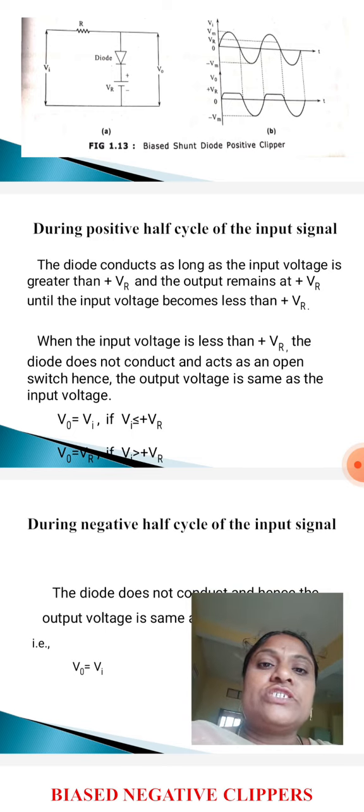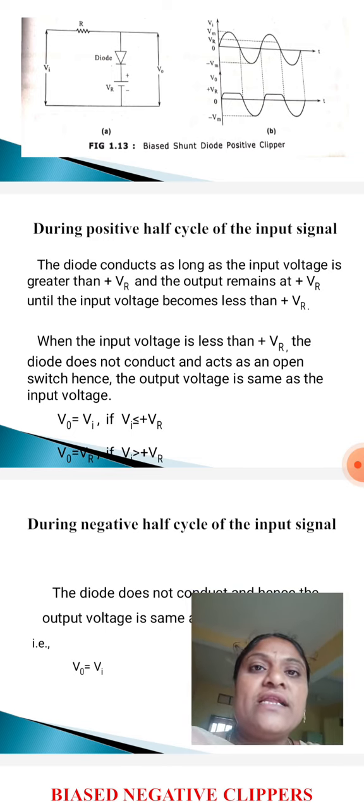So during the positive half cycle of the input signal, the diode conducts as long as the input voltage is greater than VR, and the output remains at plus VR until the input voltage becomes less than plus VR. Okay, so observe this.